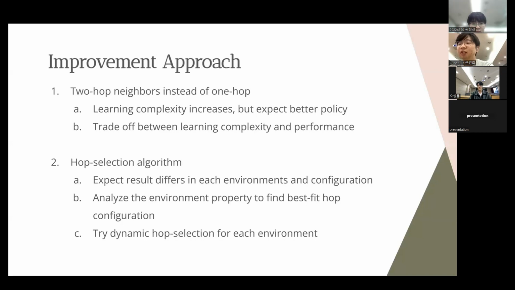Secondly, we would like to suggest a neighbor hop selection algorithm. We expect that changing hops would affect the result differently with respect to the environment and the configuration. So we will analyze the environment properties that decide the trade-off between learning complexity and performance to find the best-fit hop configuration. As a result, we hope to try dynamic hop selection for each environment for best-effort performance.